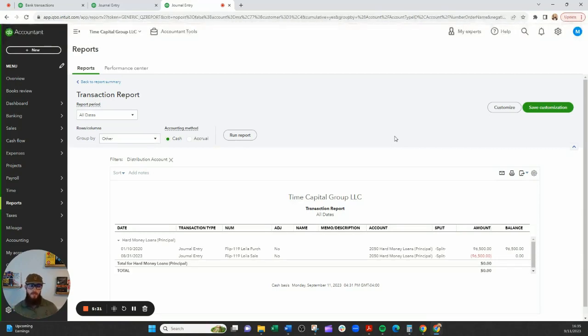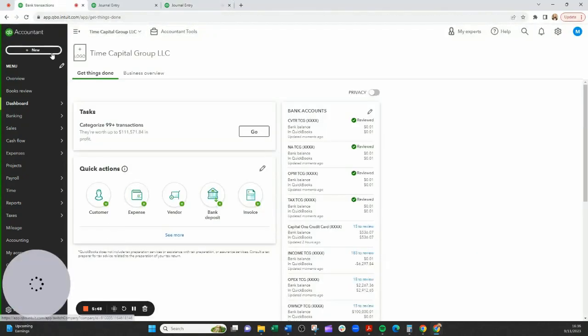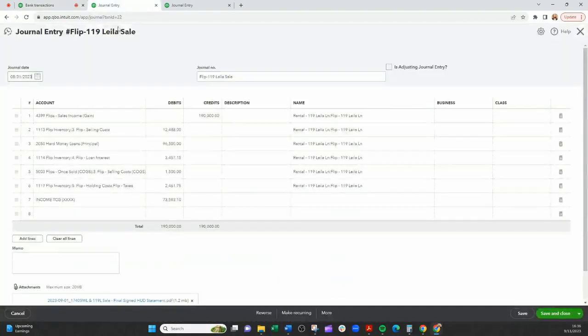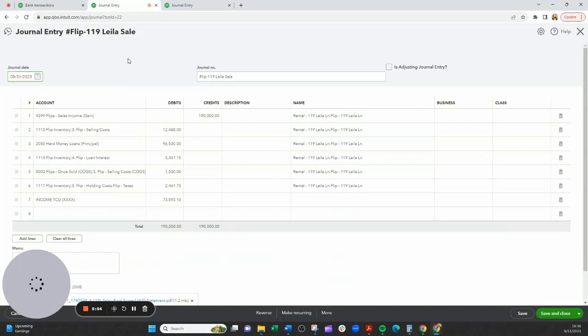Okay, so the payoff statement should have a principal balance of this being paid off, with extra interest or loan fees or what have you, right? So this is the principal balance we are concerned with right now, $96,500, and you will see why that's important. So from the dashboard, new journal entry, and I have already filled out conveniently the journal entry, right?